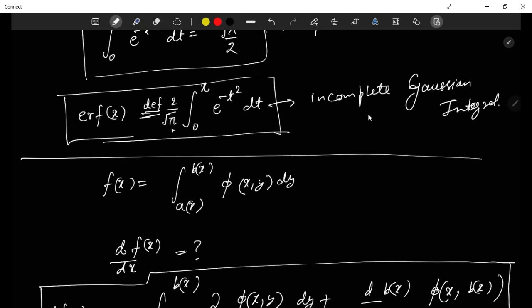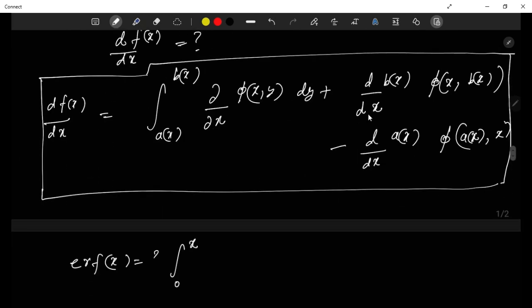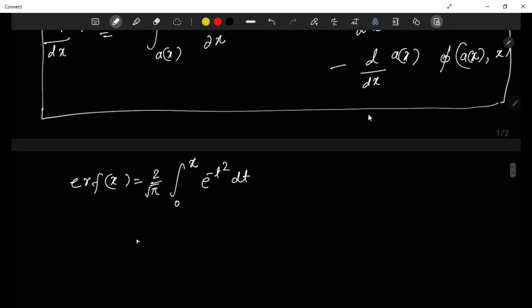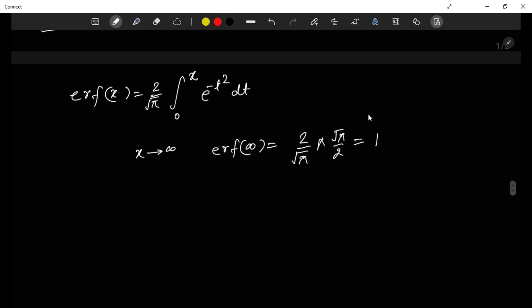put in such a way that, let me tell you, if you put the limit x tends to infinity, in that case what will happen? This error function will convert into the Gaussian integral, correct? So the integral will give you root pi by 2, so that it becomes 1, correct? So that's why the factor of 2 by root pi is put there. Now we know the limit.